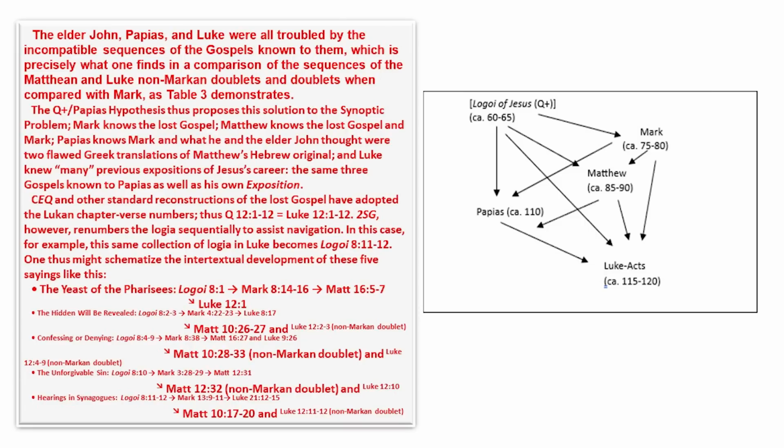The Q plus Papias hypothesis argues this, that there was a lost gospel that was known not only to Matthew and Luke, but also to Mark. That gospel was also known to Papias and his informant, the elder John. Mark was known, obviously, to the elder John and Papias, and also to Matthew and Luke. Matthew was known to Papias and Luke.